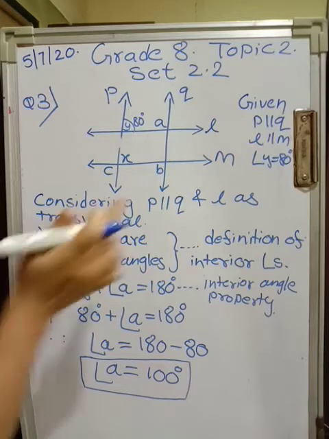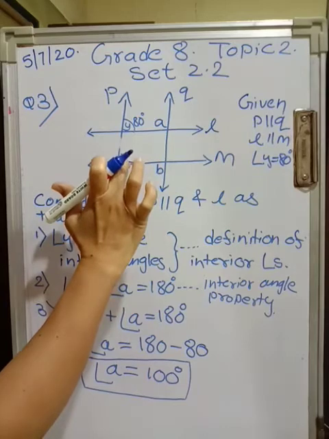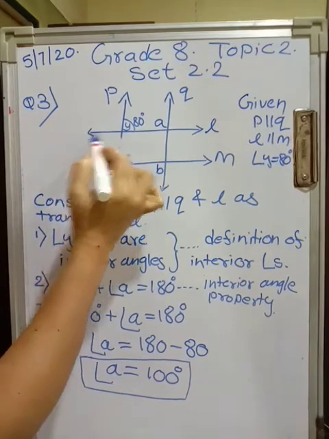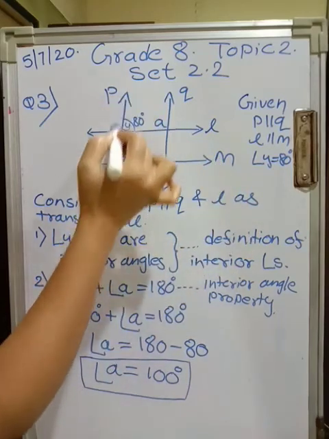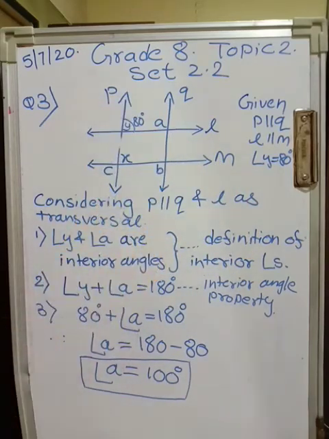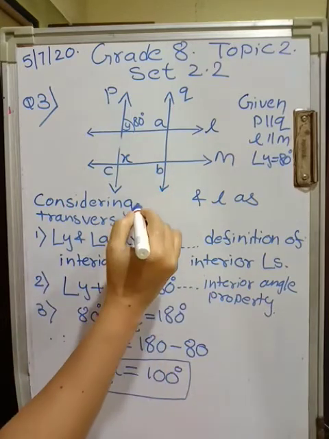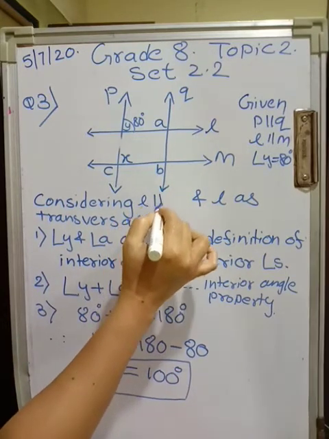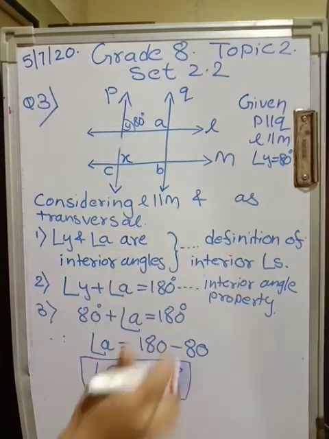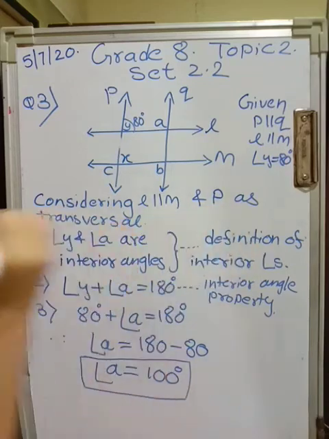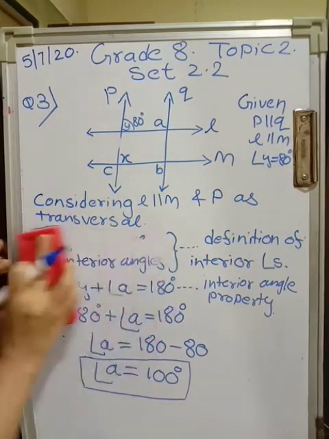Okay. Now let's go for second consideration. Now I am interested in finding angle X. So for this I am considering line L parallel to M. Okay. And P as a transversal. So now I am considering line L parallel to line M and P as transversal. Okay, please pause the video and take down the steps. We have done third. Now I am writing fourth step.